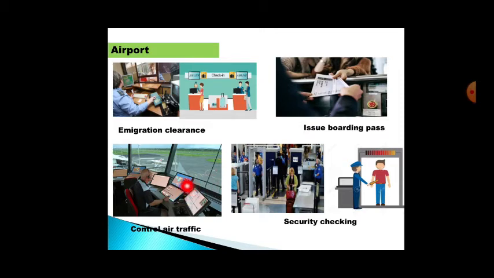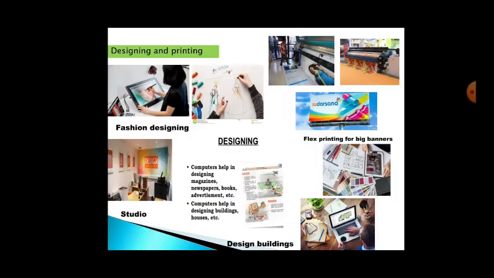Next is control air traffic. This is a major advantage where you use the computer to control the air traffic. It will tell what the condition is, whether the aeroplane can land now, and how the weather conditions are, everything will be told by the system here. Next is the security checking. All your baggages will be security checked here, and that is also done through the system. Can you just see the system here? So everything is computerized nowadays, and the computer is very useful in all the places.